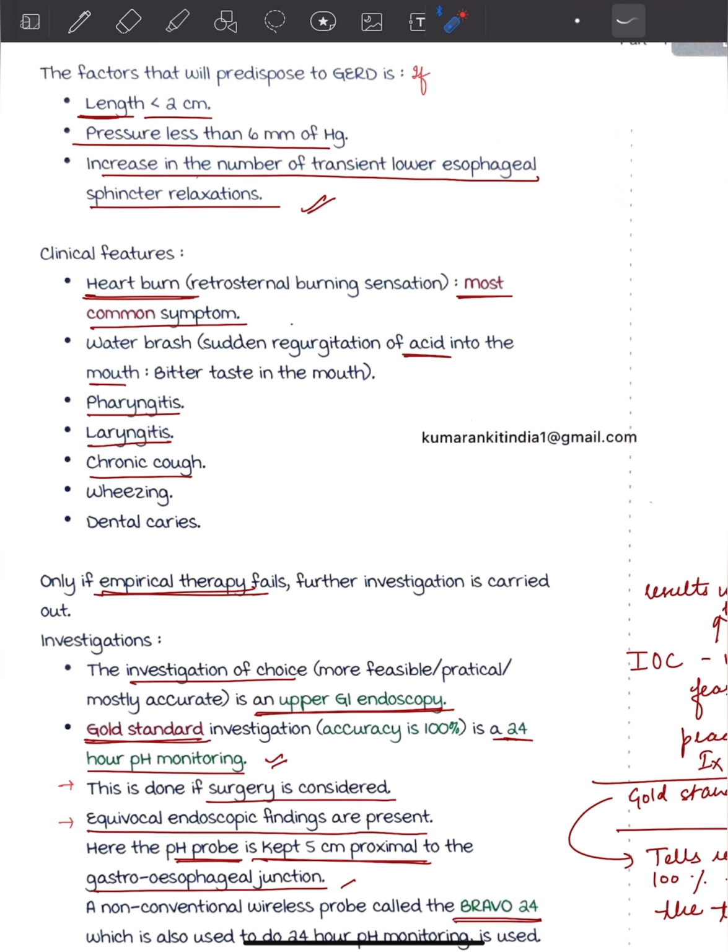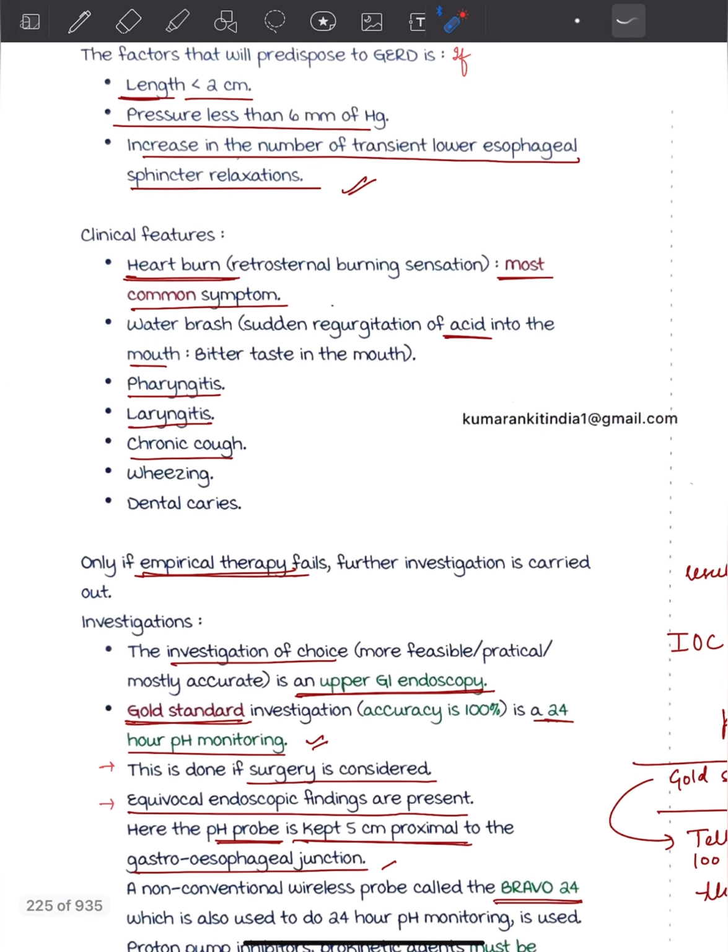Now what are the clinical features we see in a patient? The most common clinical feature is heartburn. What is heartburn? Why do we call it heartburn? Because it is a gastric disease, right? We call it heartburn because the patient feels retrosternal burning, that is behind the sternum, and the patient feels like the heart is burning. It is a misnomer.